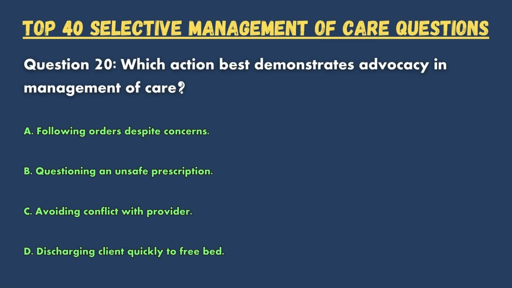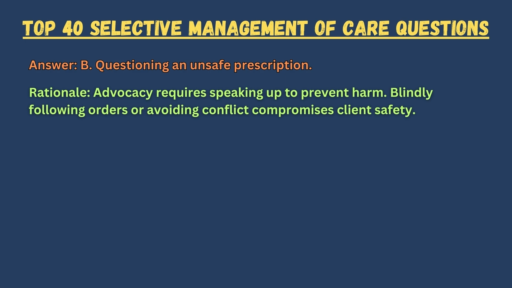Question 20. Which action best demonstrates advocacy in management of care? A. Following orders despite concerns. B. Questioning an unsafe prescription. C. Avoiding conflict with provider. D. Discharging client quickly to free bed. Answer: B. Questioning an unsafe prescription. Rationale: advocacy requires speaking up to prevent harm. Blindly following orders or avoiding conflict compromises client safety.